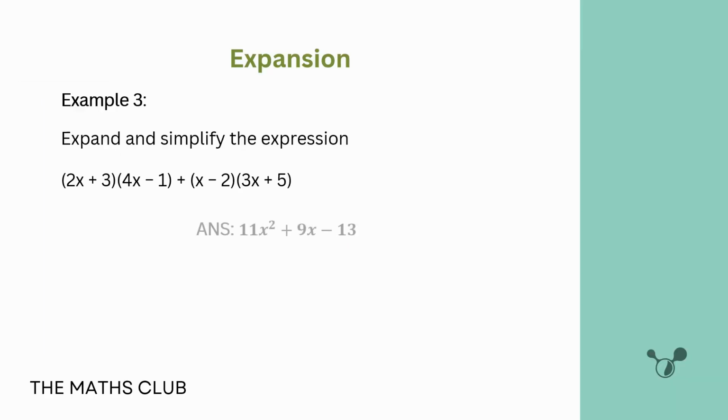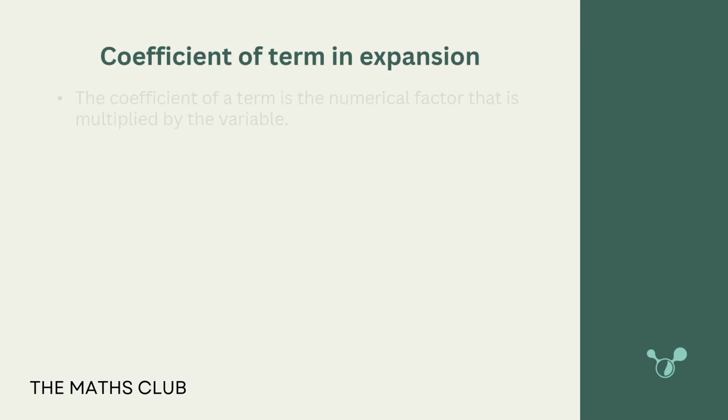Let's see if we are correct. 7x squared plus 9x minus 13. Great. So we're moving to coefficients of terms in expansion.